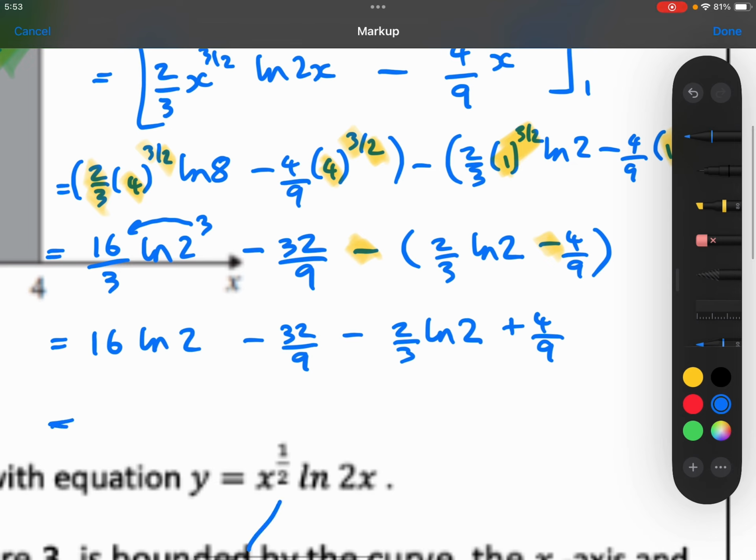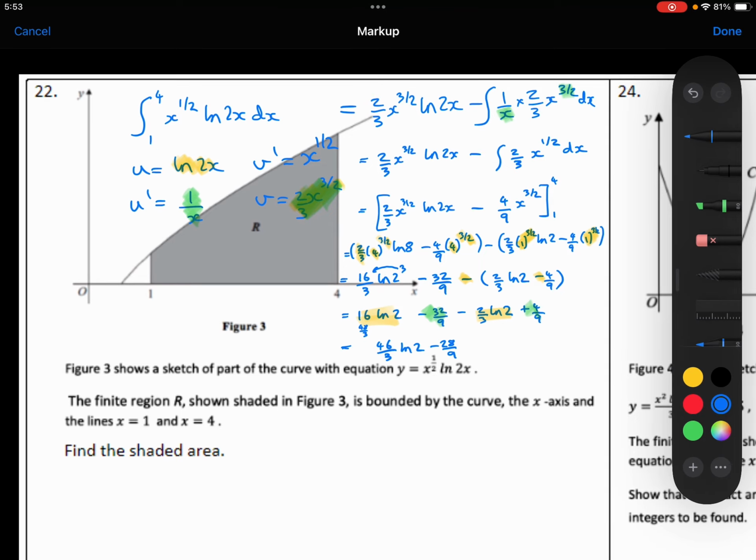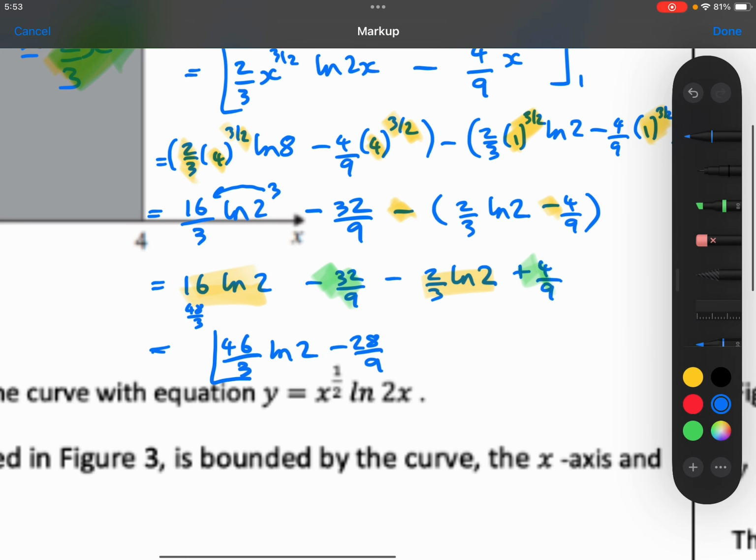Collecting up the like terms then, we've got 16 ln 2 minus 2/3 ln 2. Those are like terms, they can be collected together, that's the same thing as 48/3, so we'll get 46/3 ln 2, and then collecting up the fractions, we'll get minus 28/9. And that's the simplest I can write my answer.